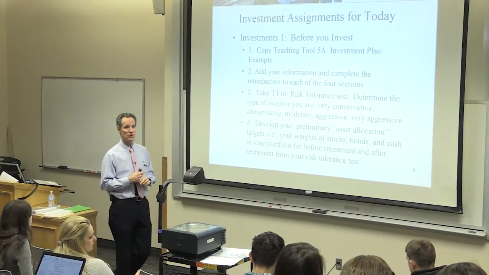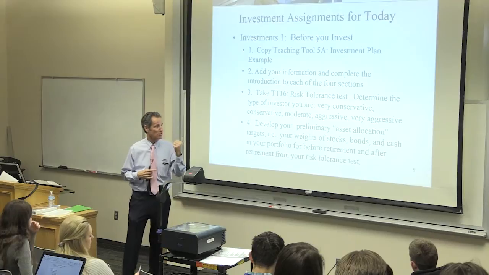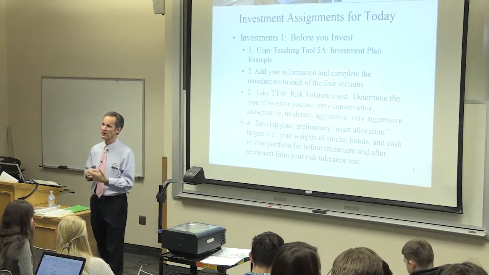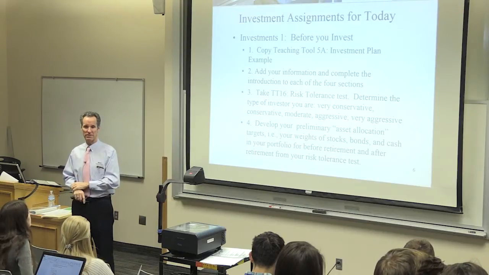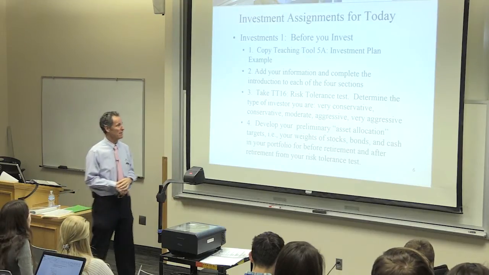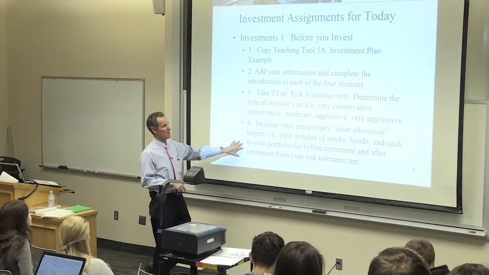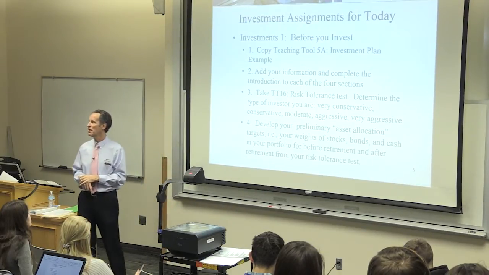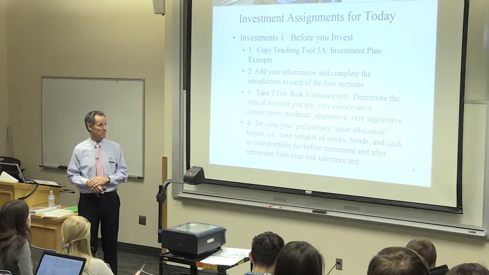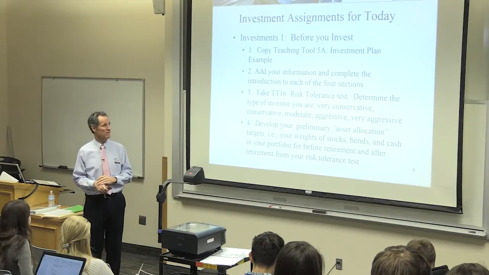What we're going to do is determine what type of investor you are. Are you conservative or very conservative? Are you moderate? Are you aggressive or very aggressive? Realize these are kind of arbitrary labels, but I think it can help us to understand. And I'd like you to develop your preliminary asset allocation. What are you going to have in stocks? What are you going to have in bonds and cash? And we'll actually do that from our risk tolerance test.